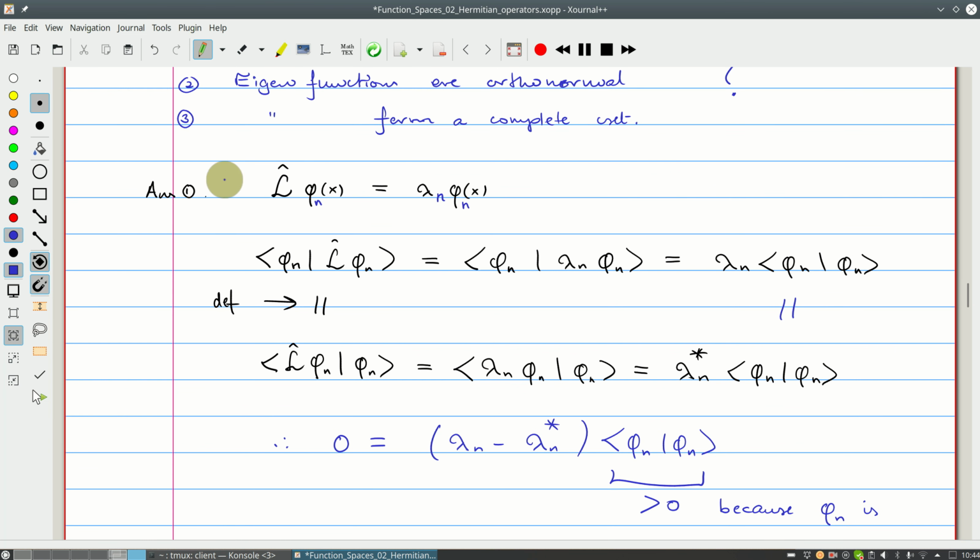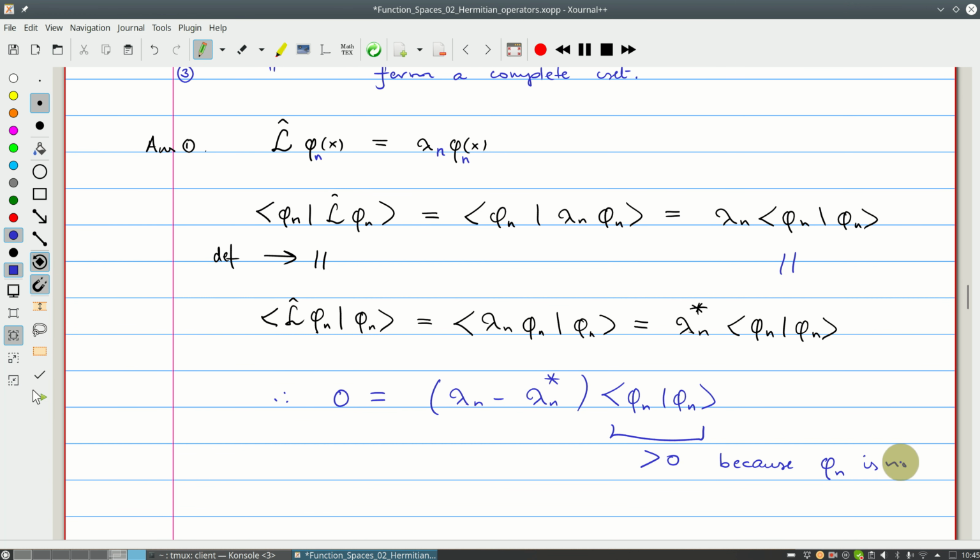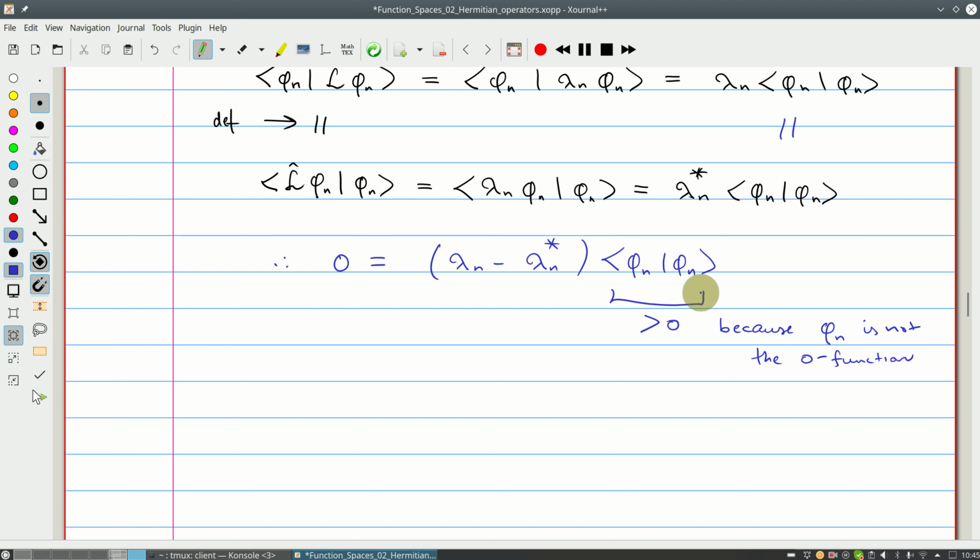To go back to it, this eigenvalue problem is always satisfied if phi n was the zero function. L operates on the zero function to give you any lambda, in fact, times the zero function. But we don't want that. It's kind of the trivial solution. So phi n is not the zero function. I don't mean a matrix. Let's write it down here. Is not the zero function. So this must be strictly greater than zero, which means we can divide by the inner product of phi n with phi n, and that gives us lambda n is equal to lambda n star. Therefore, lambda n is real for all n. Okay, so that's the first proof.